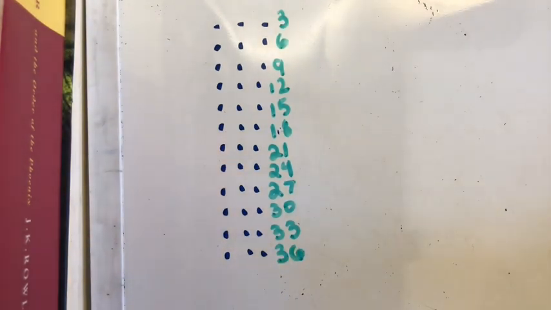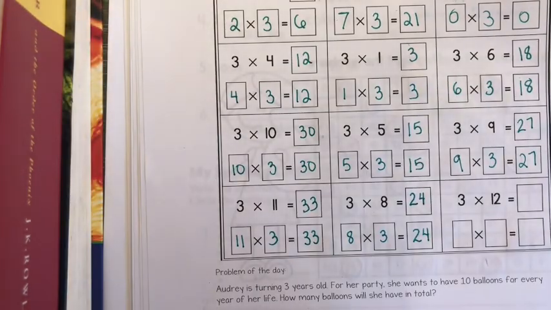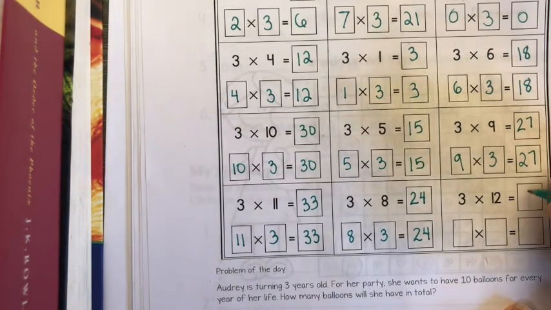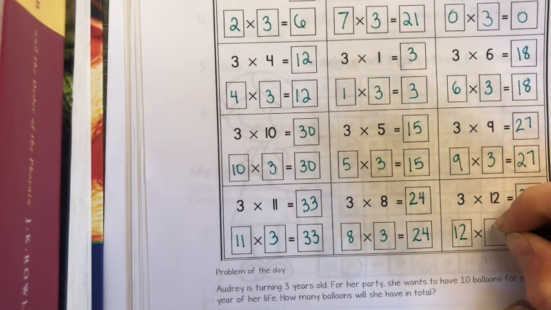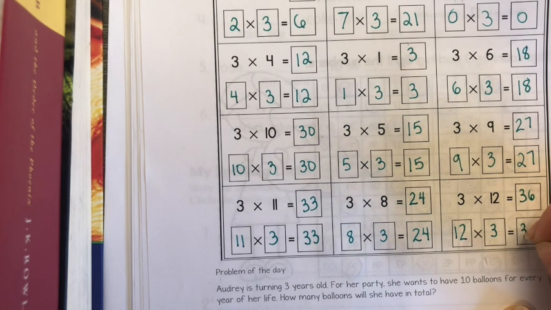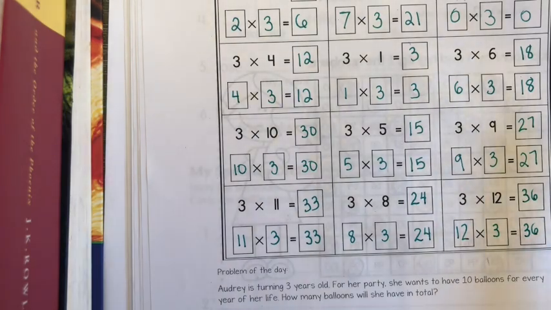and then 3 more is 36. Okay, so that's why I had you practice the pattern just to 30. You could even just go to 36 because that's times 12. It's as high as you're going to have to go in elementary school. So practice counting by threes, guys. So 3 times 12 is 36. 12 times 3 is also 36. It does not change.